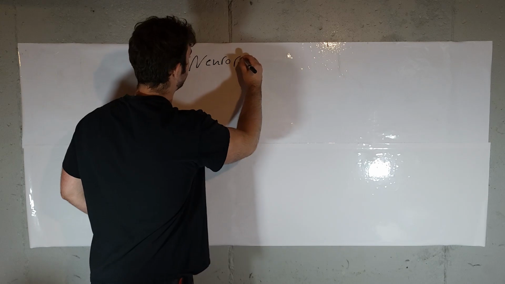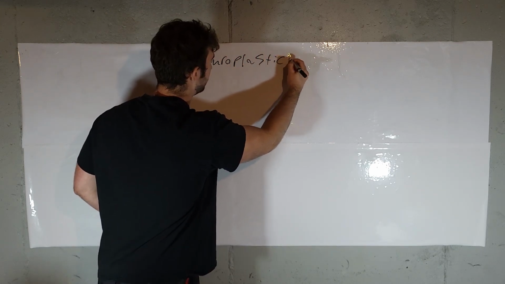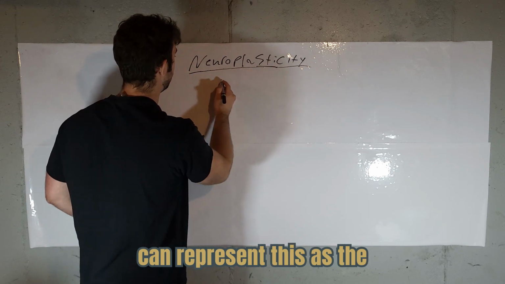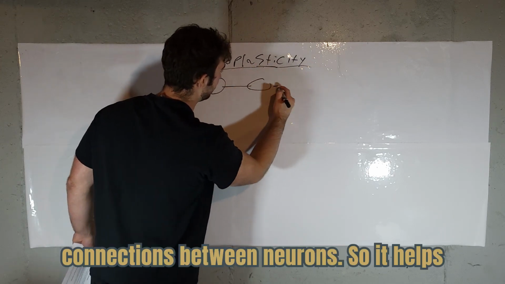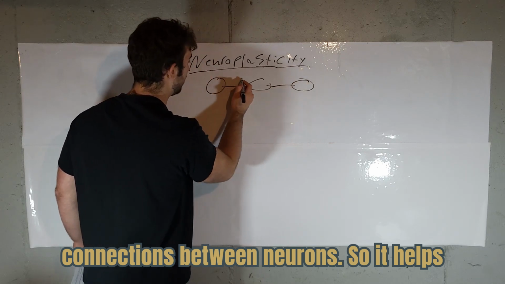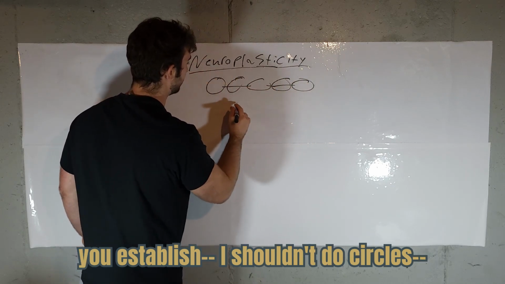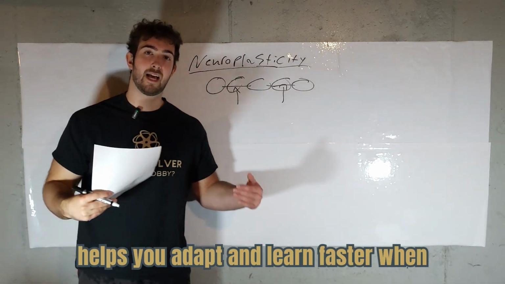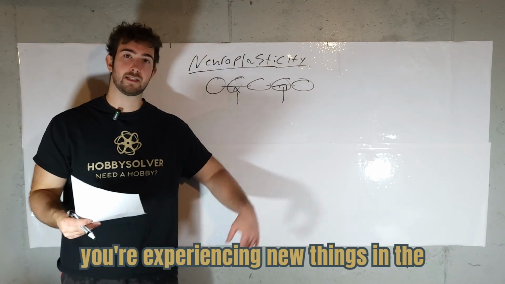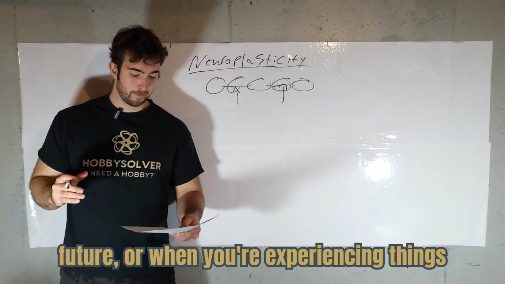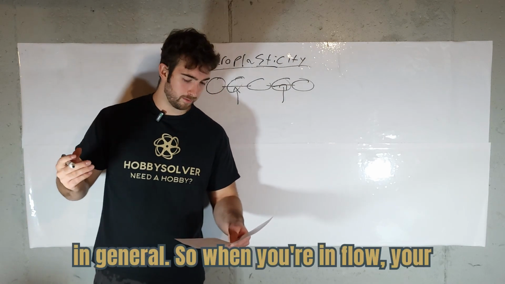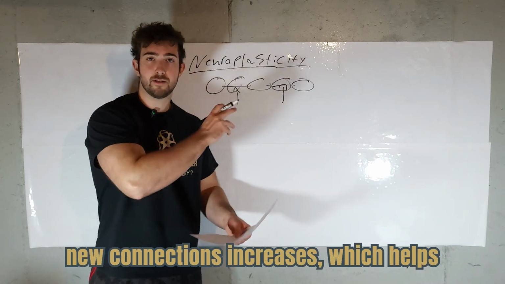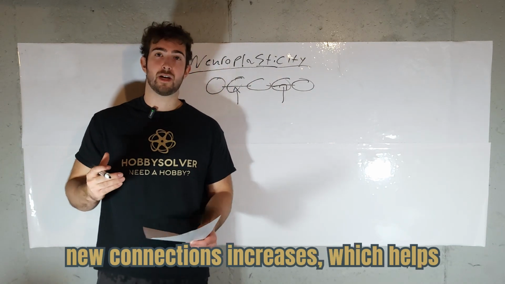The flow state allows you to really take advantage of the neuroplasticity in your brain. You can represent this as the connections between neurons. So it helps you establish these connections between neurons, which helps you adapt and learn faster when you're experiencing new things in the future or when you're experiencing things in general. So when you're in flow, your brain's ability to adapt and form these new connections increases, which helps you generally just learn faster.